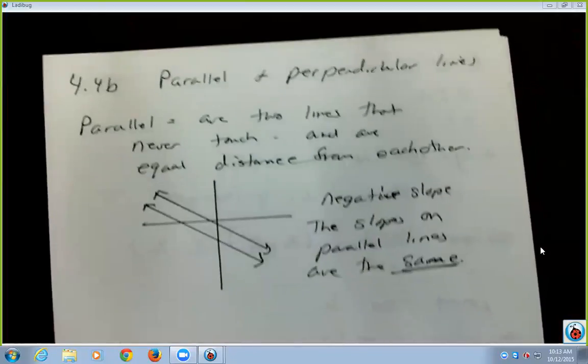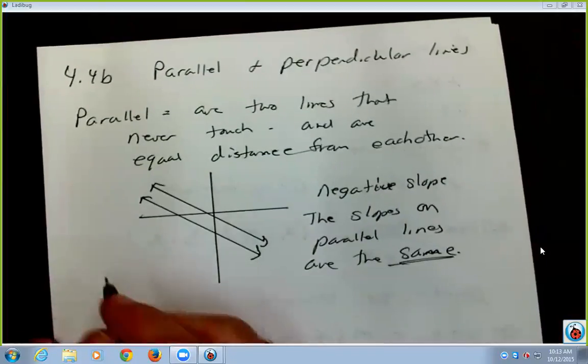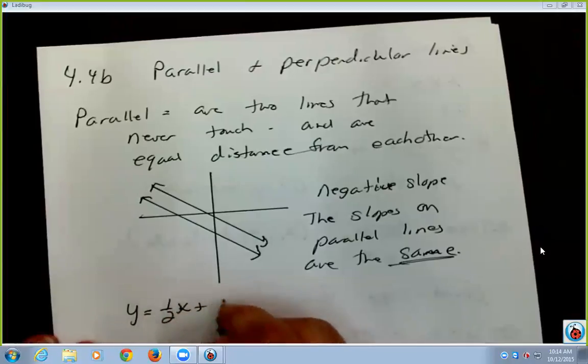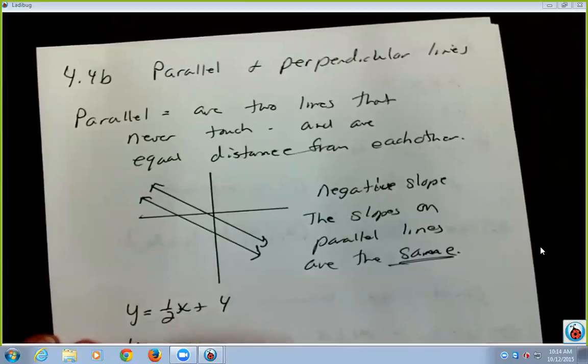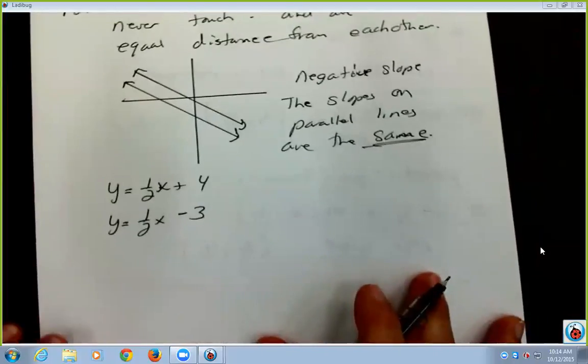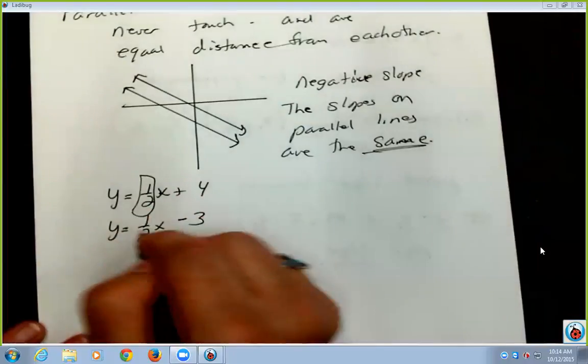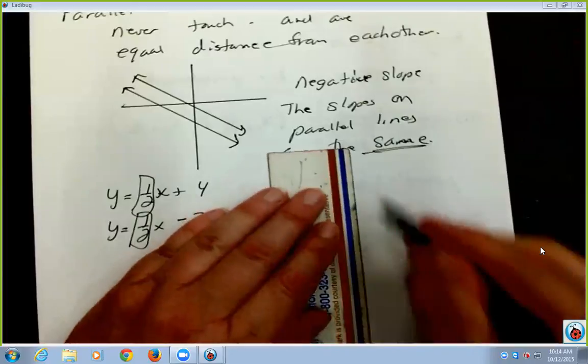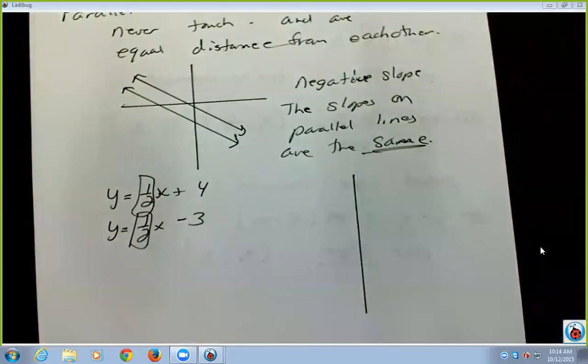So we look at two lines, or two equations of lines. Our equations might look like y equals 1/2 x plus 4. To be parallel, the next line would have to have the exact same slope. Notice these slopes are the same, and if I put these two on a graph, let me grab a sheet of graph paper and we'll do it right.